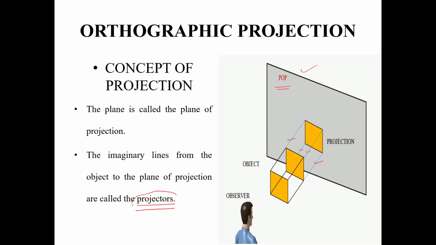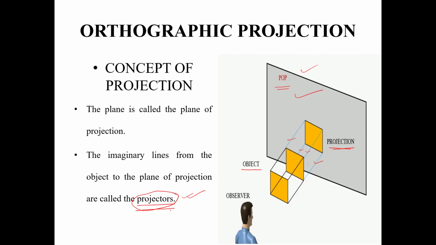So these projectors are basically the imaginary lines which are originating from the object and extending up to the plane of projection. And these lines allow us to obtain the projected view of the object on the plane of projection. So projectors are basically connecting the object with its projected view on a particular plane of projection.